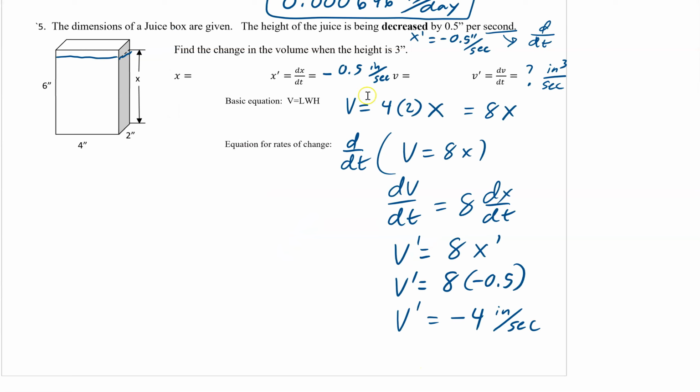So when we did this problem, find the change in volume when the height is 3 inches, our rate of change is already constant. So the rate of change in the volume is also going to be constant. And there you have it. We'll do some more complicated ones in the next video.